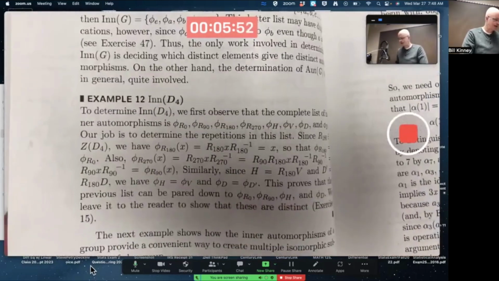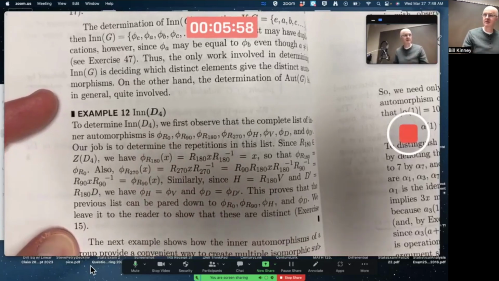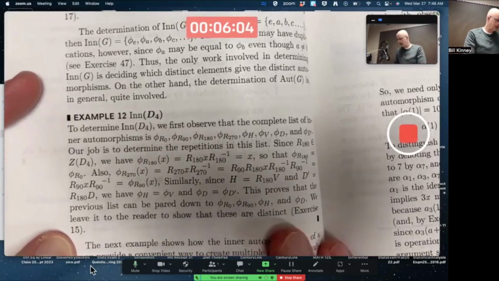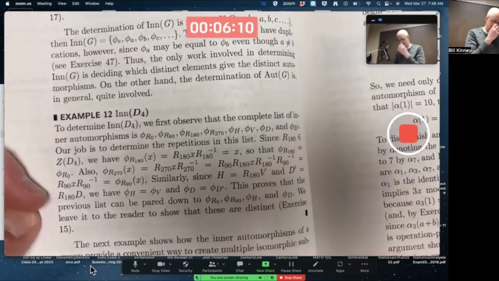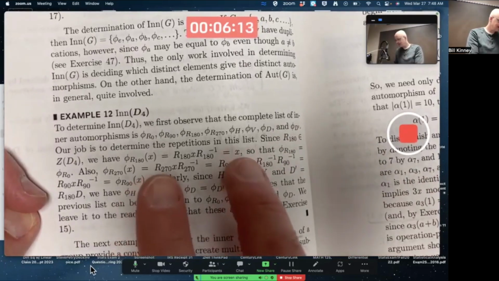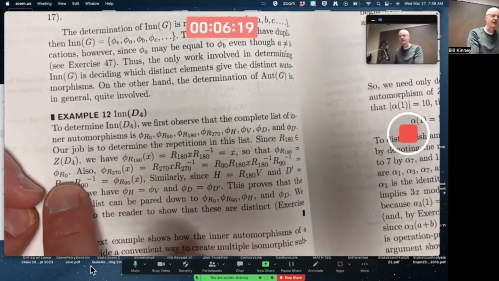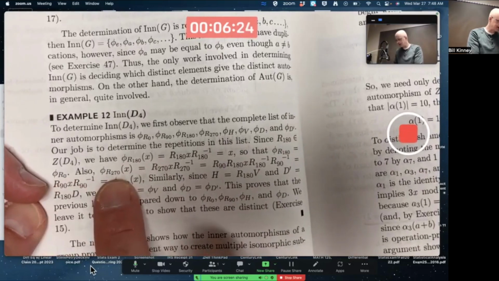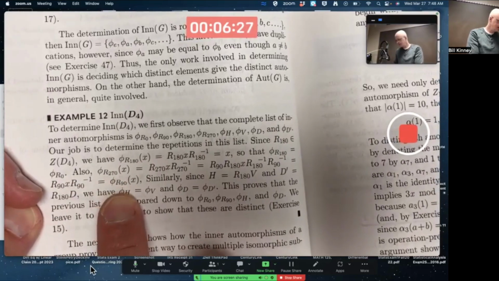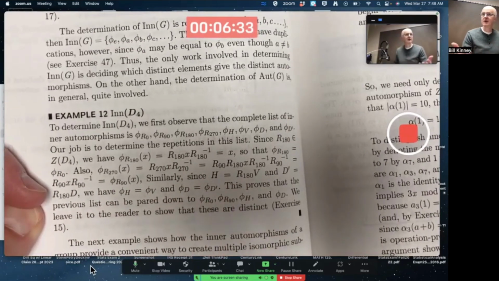Yeah, like this example. The group of inner automorphisms of D4. D4, remember, has 8 elements. It's the symmetries of a square: 4 reflections and 4 rotations. However, the group of inner automorphisms actually only has 4 elements. What they're talking about here is that these things essentially come in pairs. For example, R180 is the same as R0. Or phi sub R180 is the same as phi sub R0. Phi sub R270 is the same as phi sub R90. Phi sub H is the same as phi sub V. Phi sub D is the same as phi sub D prime. So it could be the same function even if the A is different.